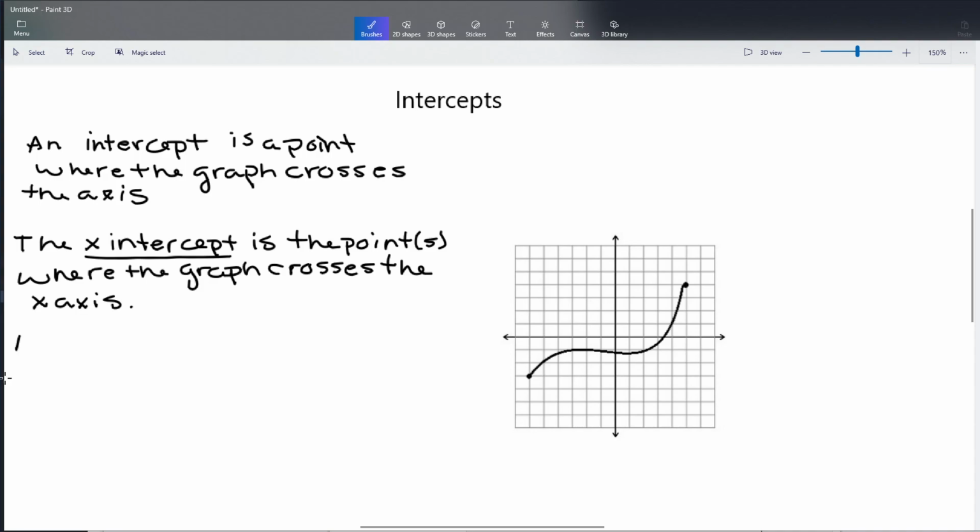And then the y-intercept is going to be where the graph crosses the y-axis. With the y-axis, if we're talking about a function, there can only be one because of the vertical line test that we talked about. Now, if you're talking about a graph that's not necessarily a function, there might be more than one y-intercept.